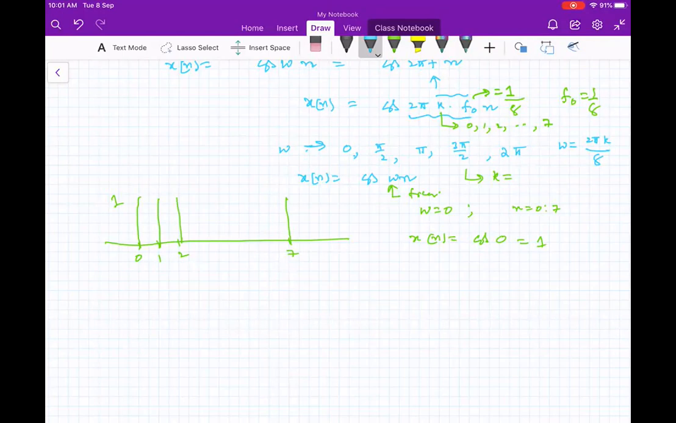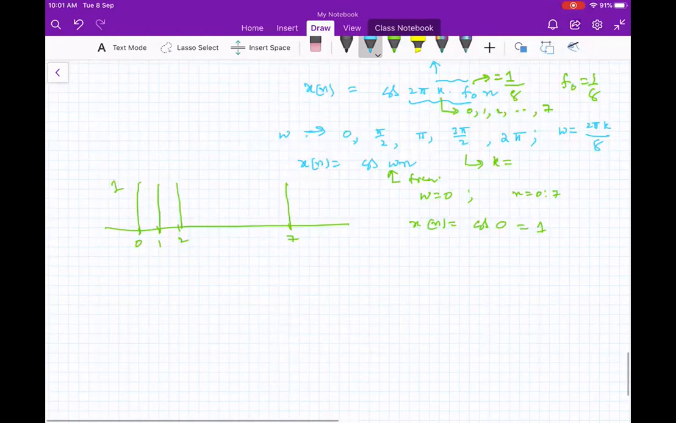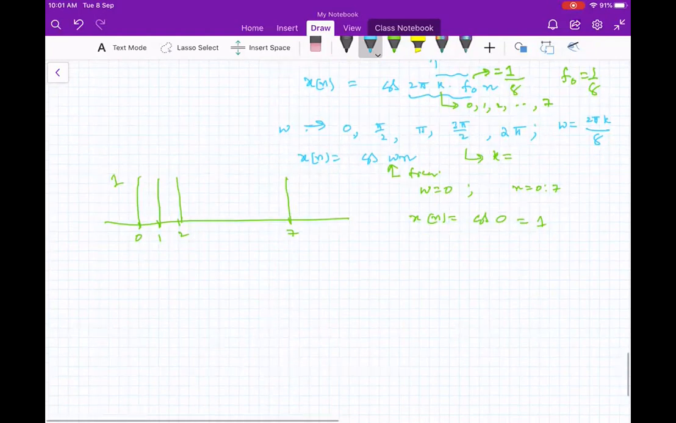Okay, so this is omega equal to 2 pi k by 8. So for what value of k do I get 3 pi by 2? So k would be 6. Okay, very good. If k equal to 6, then what will I get? Yeah, 3 pi by 2. So like that, for different values of k, I will be getting these things.